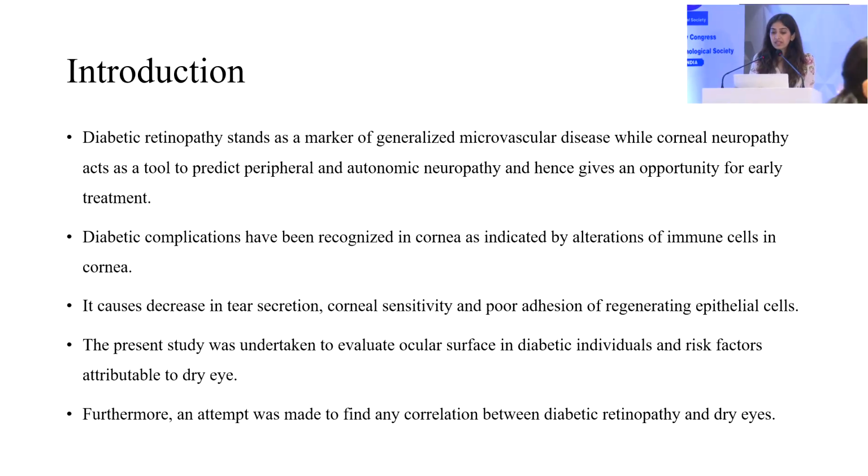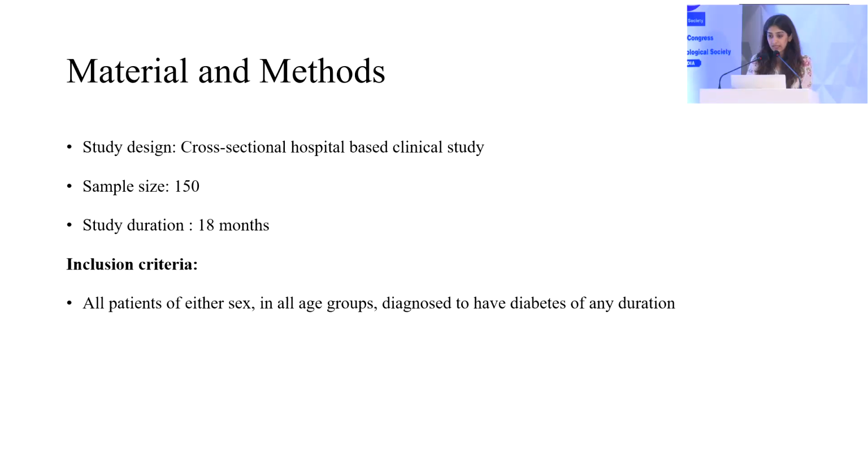Diabetic retinopathy stands as a marker of generalized microvascular disease, while corneal neuropathy acts as a tool to predict peripheral and autonomic neuropathy and hence gives an opportunity for early treatment. Diabetic complications have been recognized in the cornea, as indicated by alterations of immune cells in the cornea. It causes a decrease in tear secretion, corneal sensitivity, and poor adhesion of regenerating epithelial cells. So the present study was undertaken to evaluate the corneal surface in diabetic individuals and risk factors attributable to dry eye. Furthermore, an attempt was made to find any correlation between diabetic retinopathy and dry eyes.